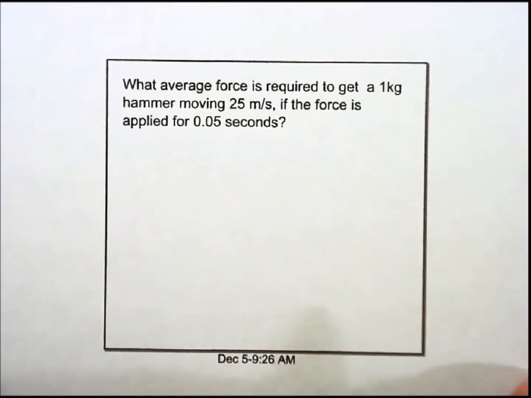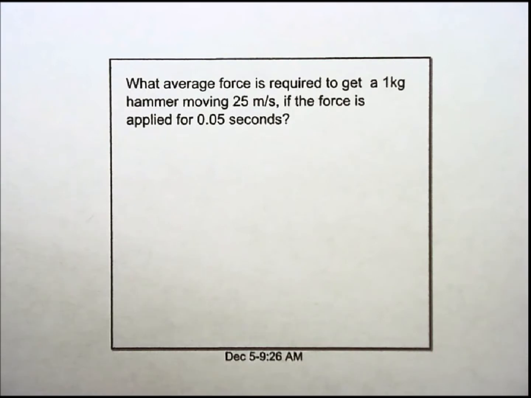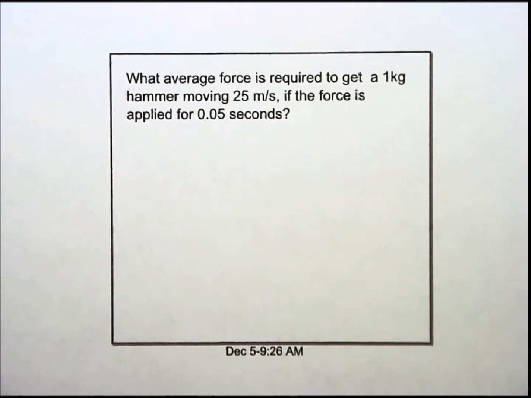The example that we have here in the notes says, what average force is required to get a 1 kilogram hammer moving with a speed of 25 meters per second if the force is applied for 0.05 seconds? This is a problem that normally in the past we might have encouraged you to find the acceleration first and then use Newton's second law to solve for the force. But now we can just do it in one step. And let me show you what that's going to look like.